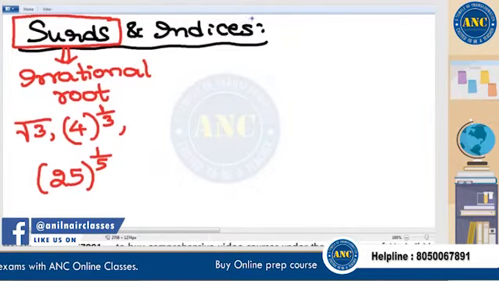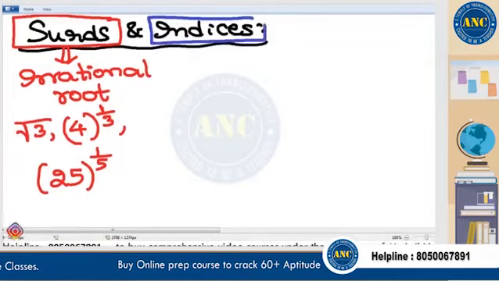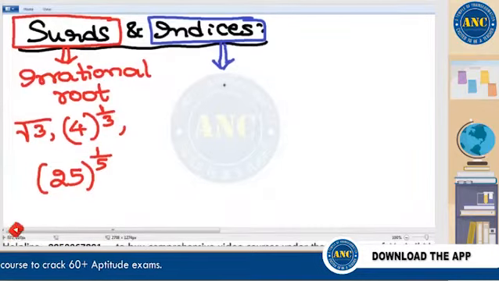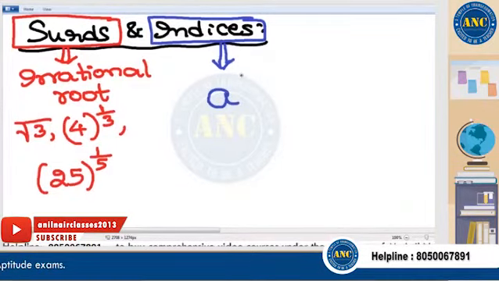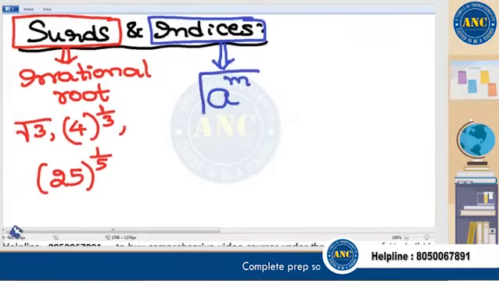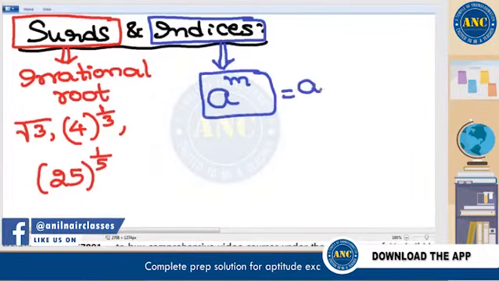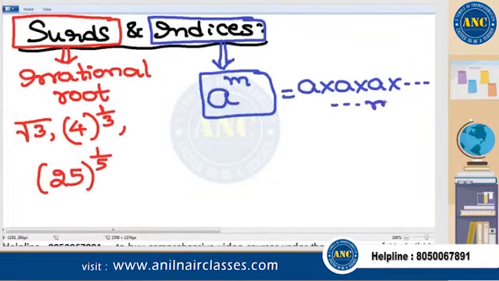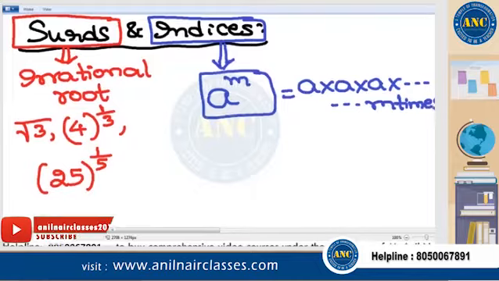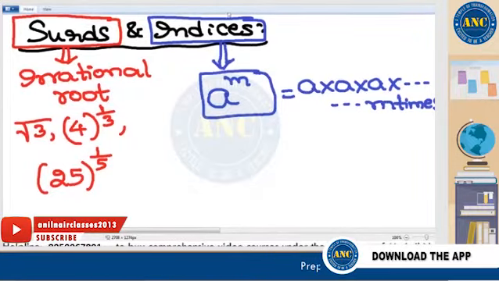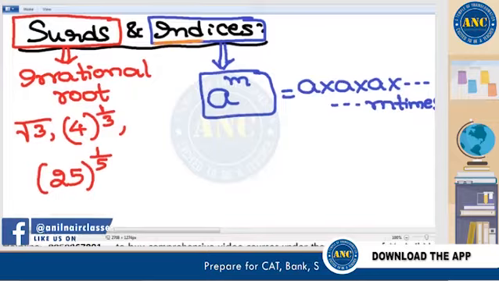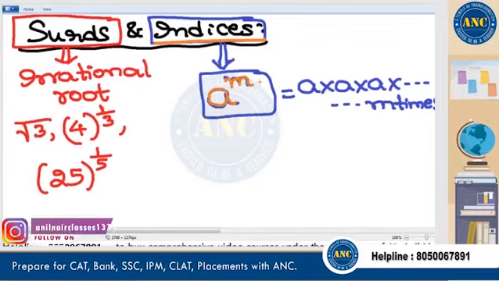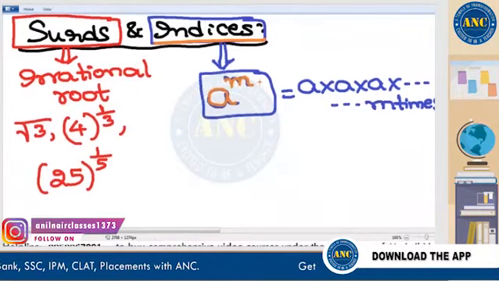Indices. The meaning of indices, again, as you can see in the name, is nothing but the power which you are raising. Suppose there is a base called a, and the power is m. What is a power m? A power m is nothing but a into a into a into a, multiplied m times. That means instead of writing a multiplied m times, you can express it in terms of indices as a to the power of m.